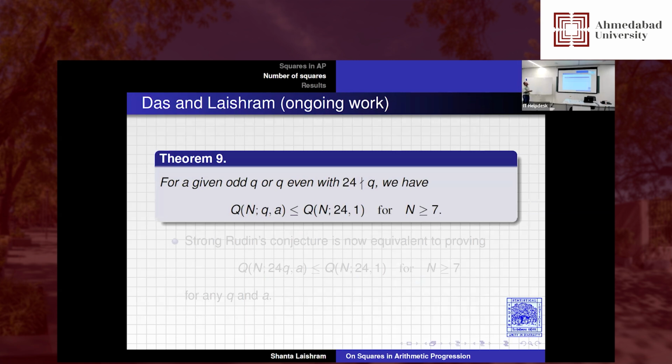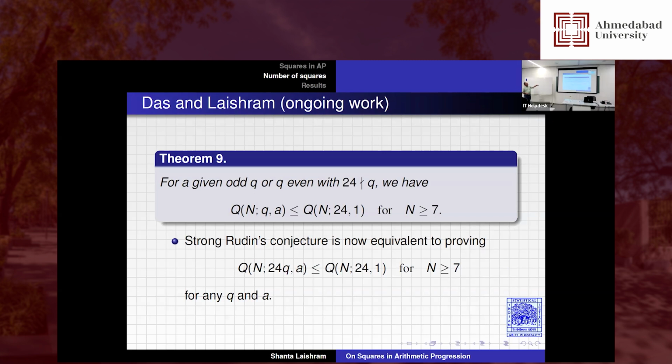So, thank you. Basically, this is the theorem we have. One of the theorems is that whenever q is odd, or q is an even number not divisible by 24, the maximum number of squares is bounded by this. A strong Rudin conjecture is equivalent to proving that for any q, if you look at arithmetic progressions with common difference dividing 24, then the number of squares in that sequence should always be less than the number of squares in an arithmetic progression of the same length whose common difference is 24.